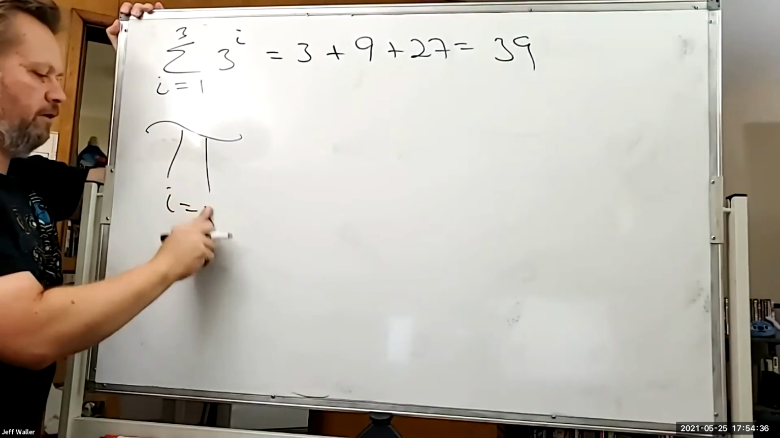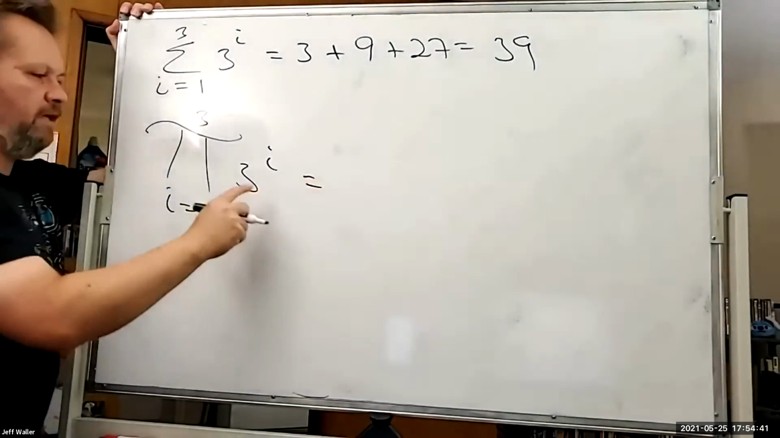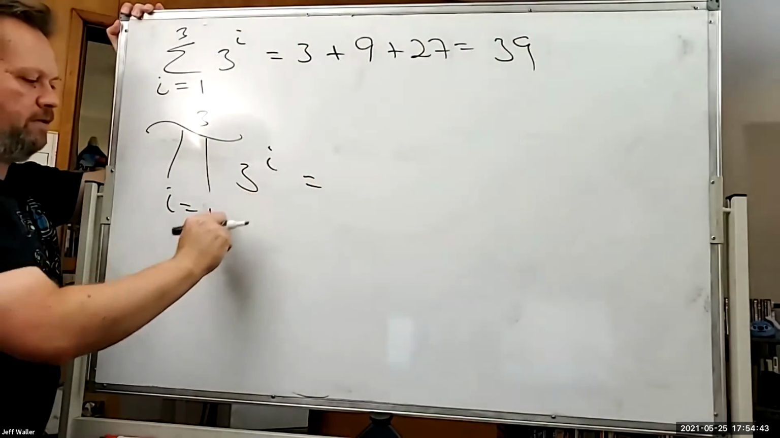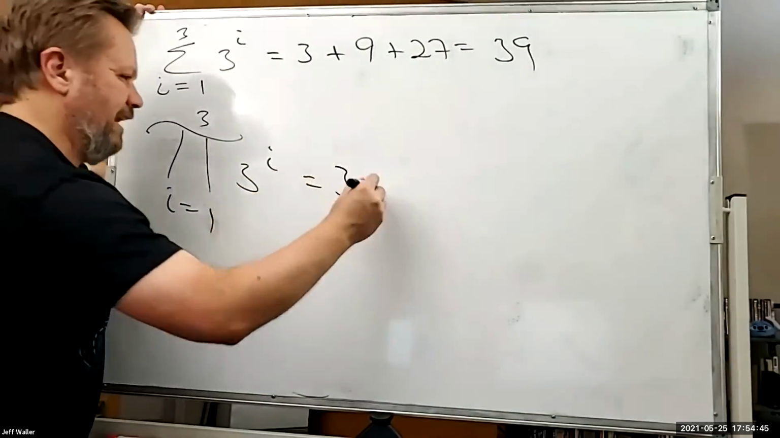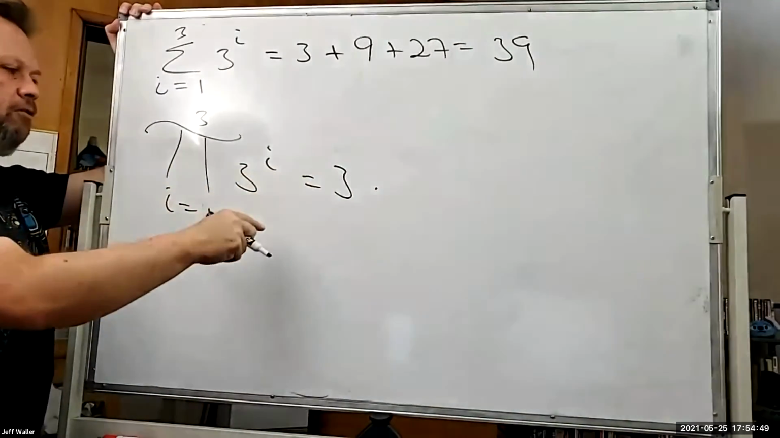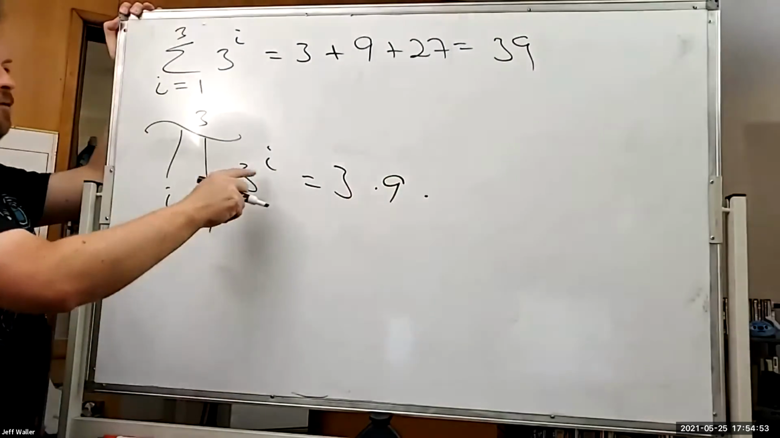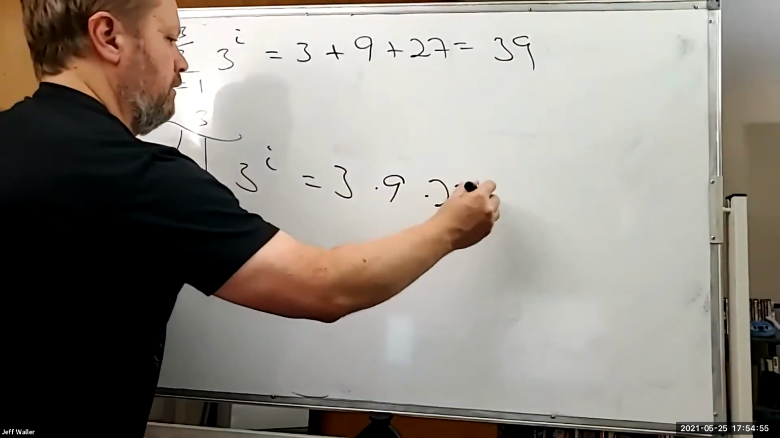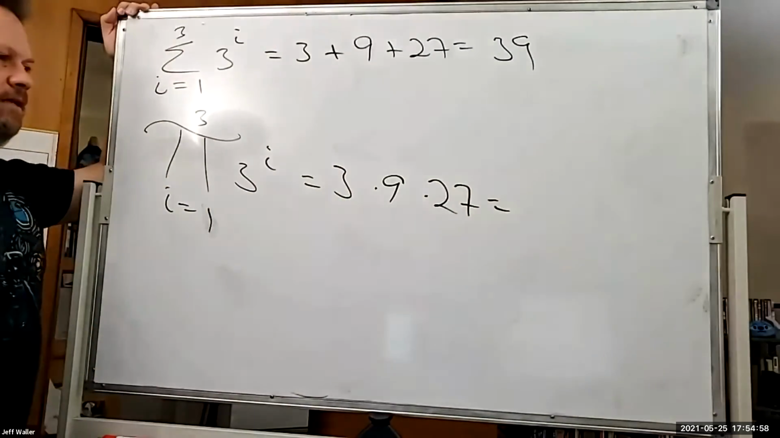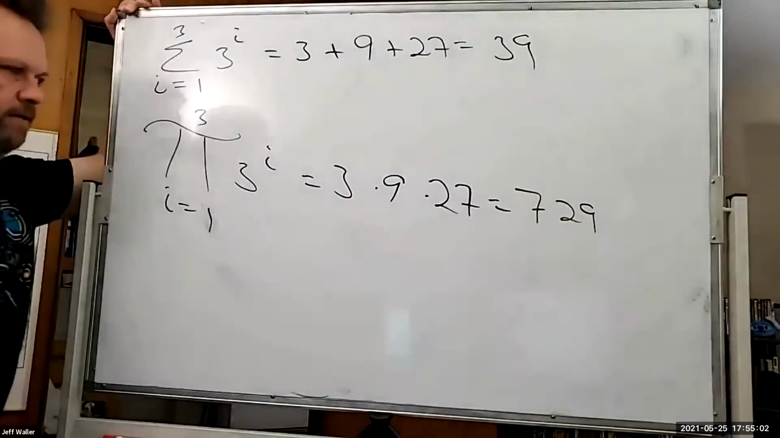If I write the same stuff here, this means figure out the sequence numbers. When I is 1, it's 3, times. So this symbol means multiply each thing you get. When I is 2, I get 9, times. When I is 3, I get 27. And then whatever that is, 729? I don't know. I think that's what it is.